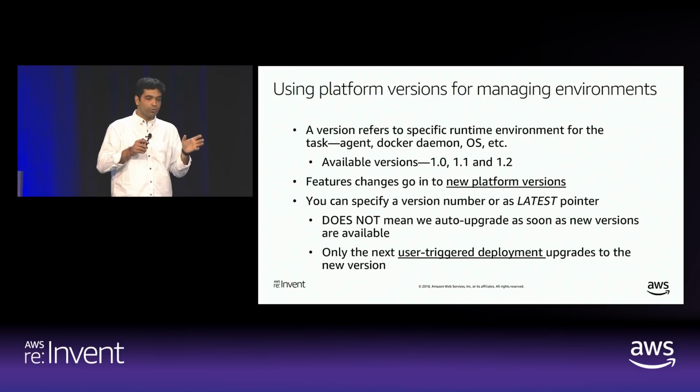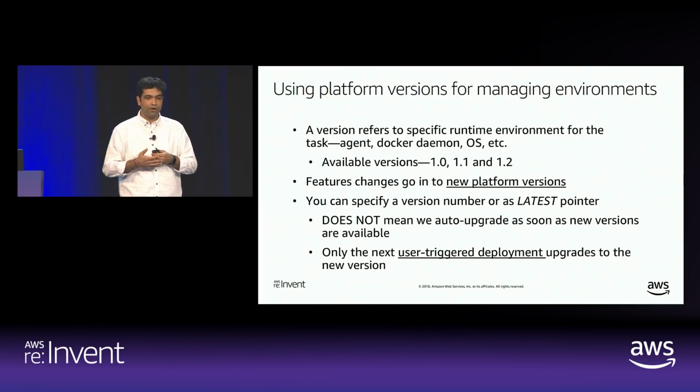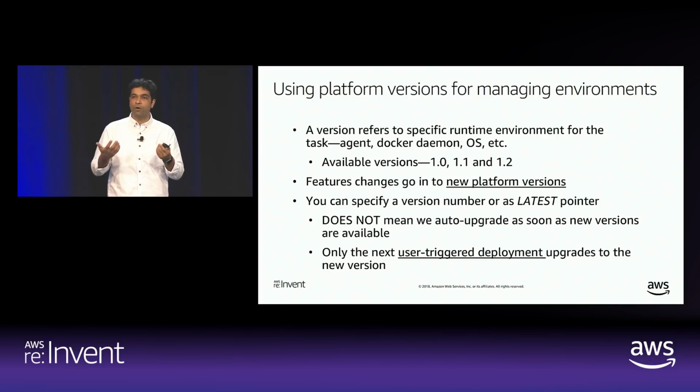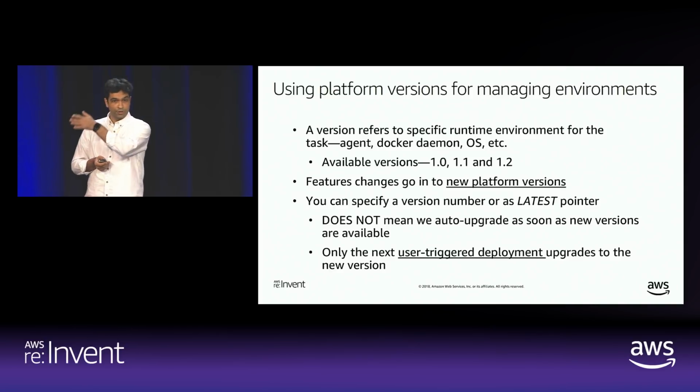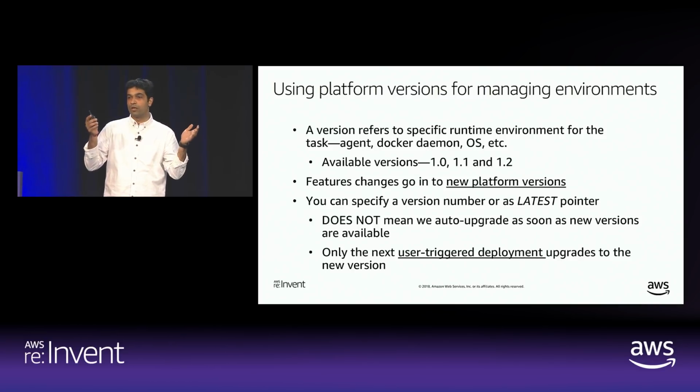Now, one thing I do want to note that tends to sometimes throw people off, and I get questions on, is the latest pointer that we have. When you launch a service, you want to launch it on the latest because it has all the feature functionality, but it does not mean that by picking that, you will automatically be upgraded across versions. Let's just say today, latest points to 1.2. When we launch 1.3, for example, you will not be moved automatically. You have control over when you want to move across versions.